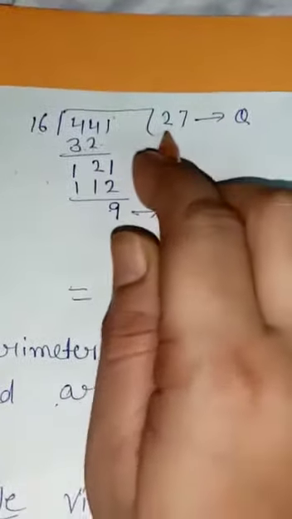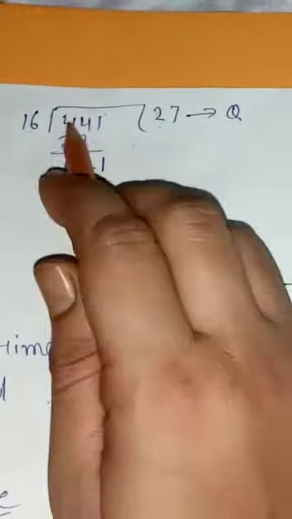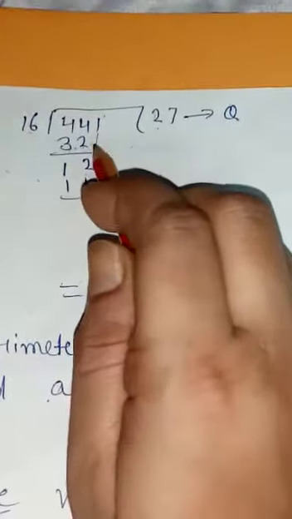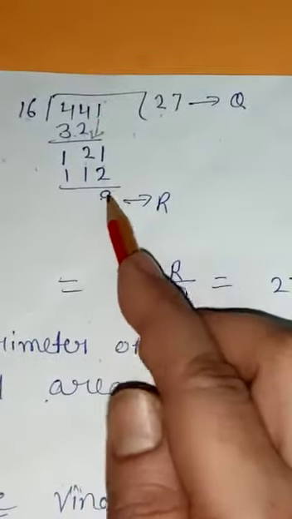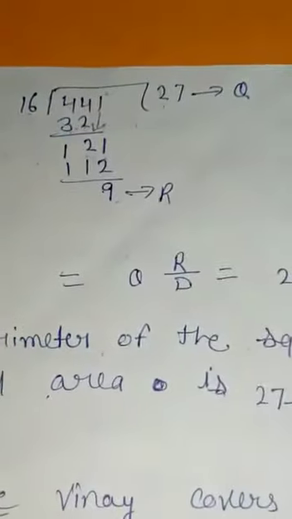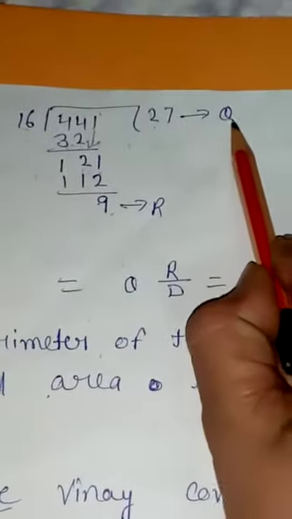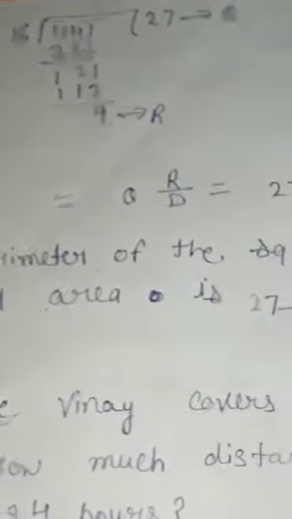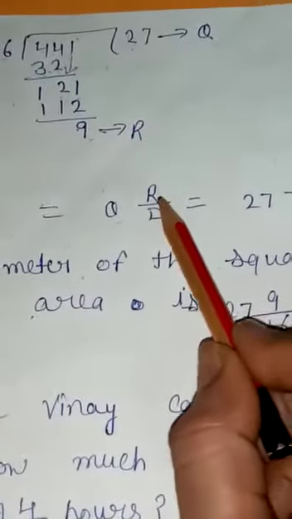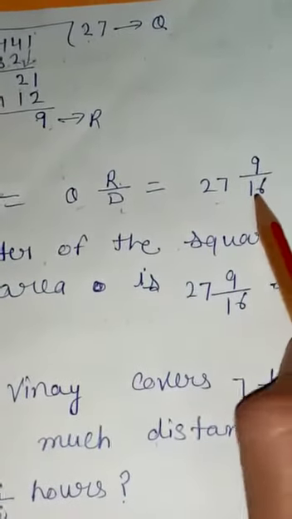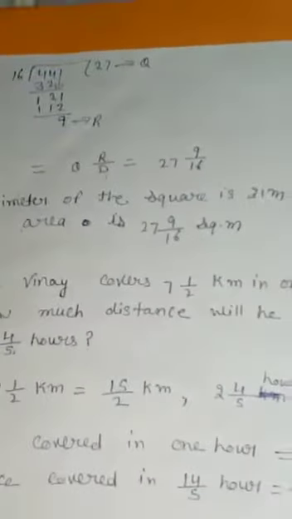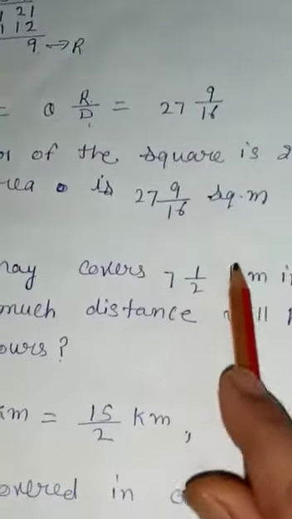16 twos are 32. 44 minus 32, 12. Now we will take 1. 16 sevens are 112. 121 minus 112, 9. 9 is remainder, and the quotient is 27. We change it into a mixed fraction: quotient, remainder divided by divisor. Quotient is 27, remainder is 9 and divisor is 16. This is the answer. The perimeter of the square is 21 meter and the area is 27 9 by 16 square meter.